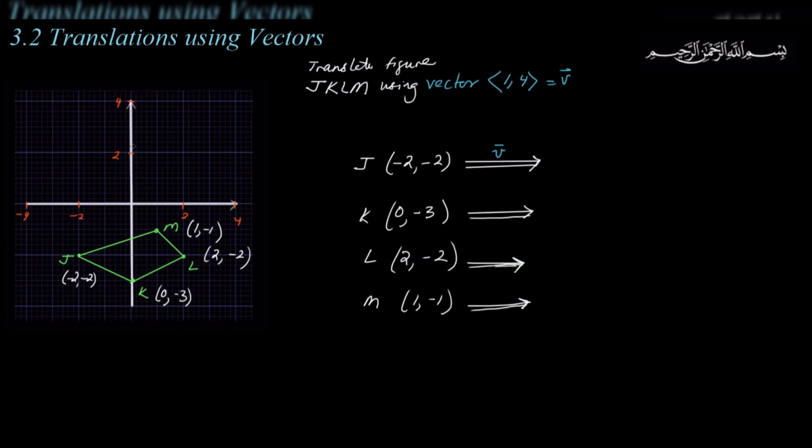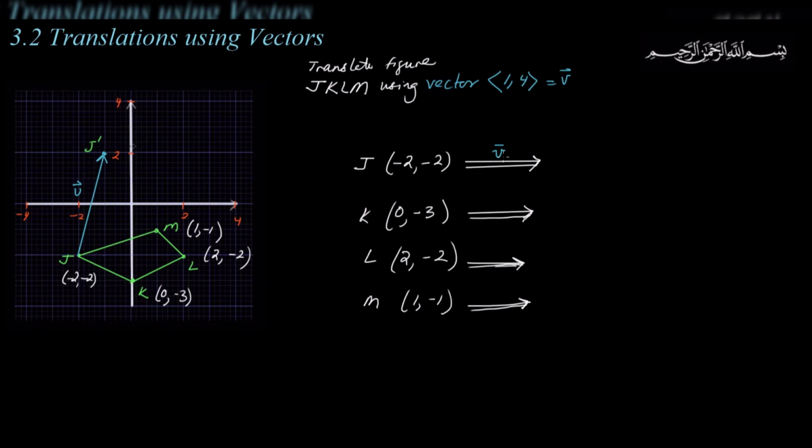In other words, if you translate J using this vector, all you have to do is add 1 to the x value and add 4 to the y value. For example, if I take this point and use the vector V, I add 1 to the x and 4 to the y. So J will be moved in this direction right here. See, that's the vector V. If we apply vector V to J, J will become J prime and end up over there.